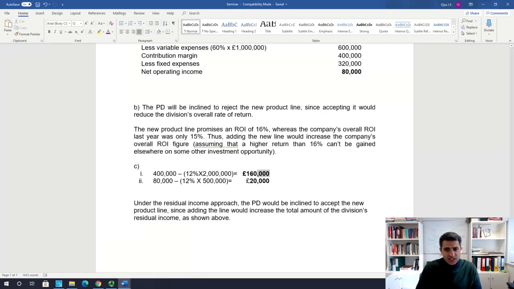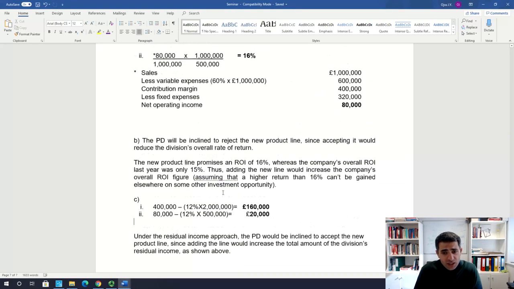So that's £160,000, and based on the new product it's £20,000. Again, under the residual income approach, the division would be inclined to accept the new product because it's positive. As long as it's positive, that's fine, since adding the line would increase the total amount of the division's residual income, as shown above.